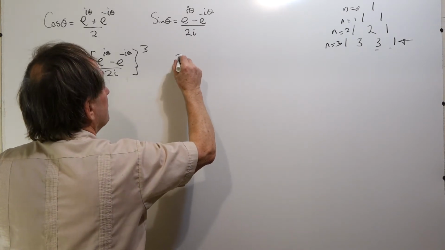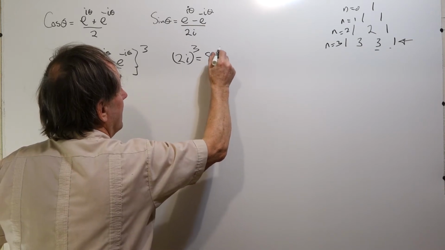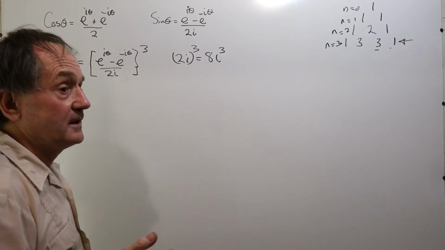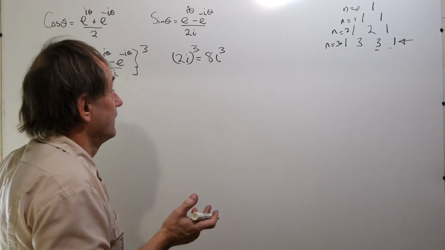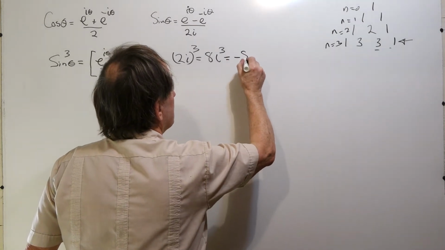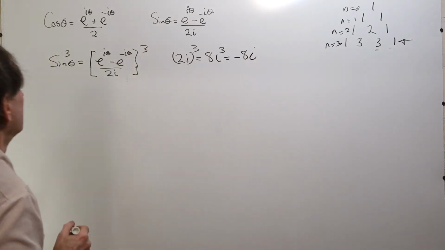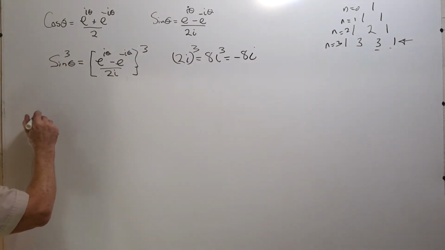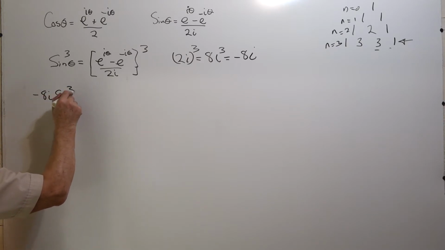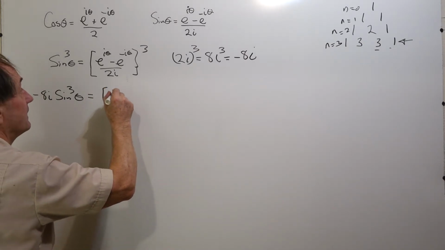So 2i cubed is going to be 8i cubed. And remember, i squared is minus 1, so i cubed is minus 1 times i. So this becomes minus 8i. So bringing this over to the left-hand side, I have minus 8i sine cubed theta is equal to e to the i theta.